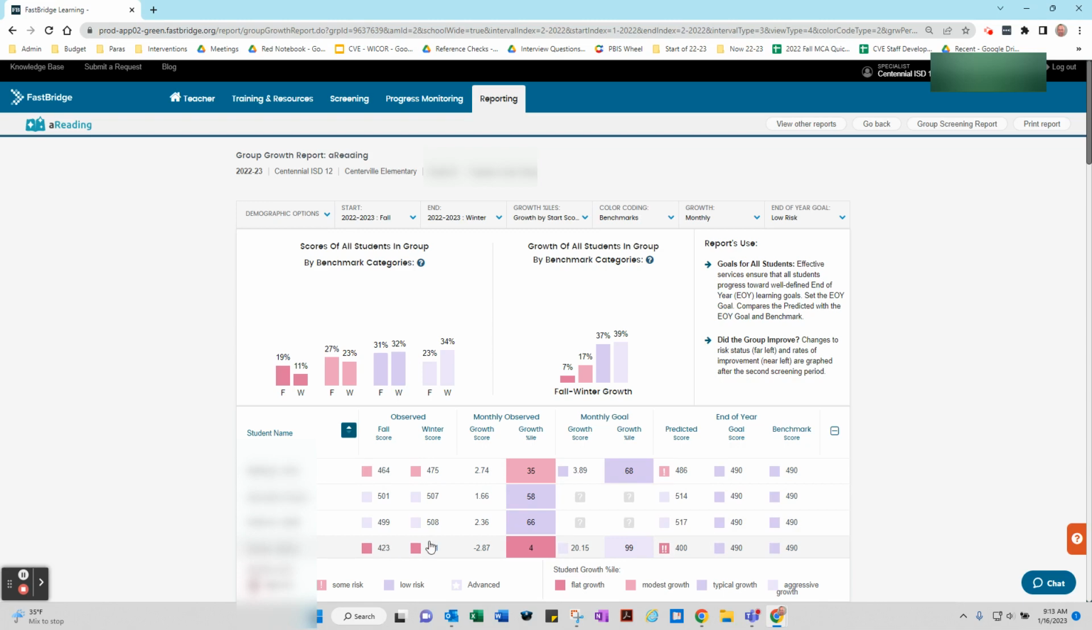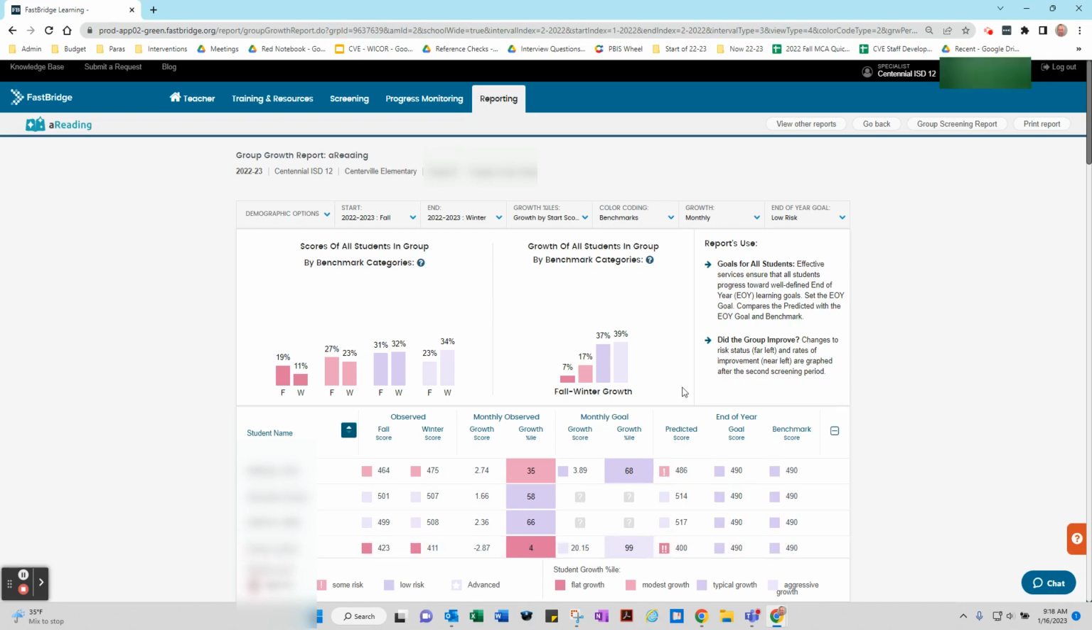Now, when we look at this kid who's at a 423, his score actually went down. And so it would make sense that his growth is flat and that the amount of points he got per month were negative because he went down. In order for this kid to actually make it to the low risk level, he would have to have a growth score of 20 points per month or be at the 99th percentile. I think the key, though, is his predicted score right now is going to be in that high risk area. And so we want to take a look at why this student is having low growth.